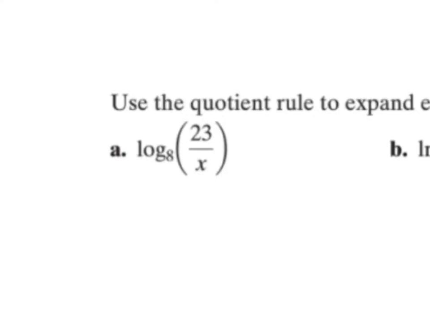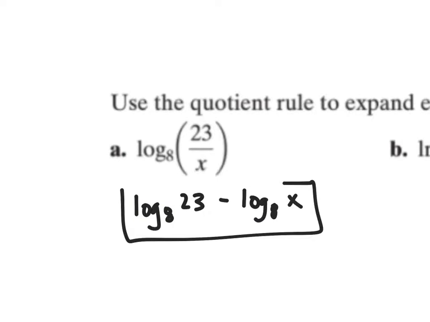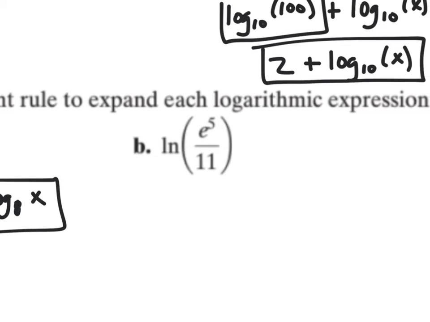All right, let's take a look over here. Log base 8 of 23 over x, because we are dividing them. Dividing what's inside of my logarithm, we want to subtract. So this is going to be log base 8 of 23 minus log base 8 of x. And that's it.